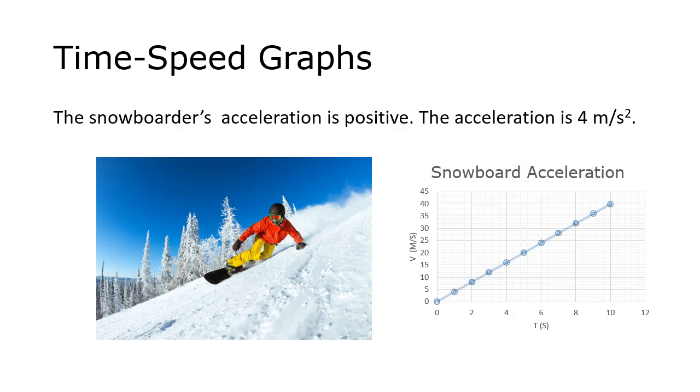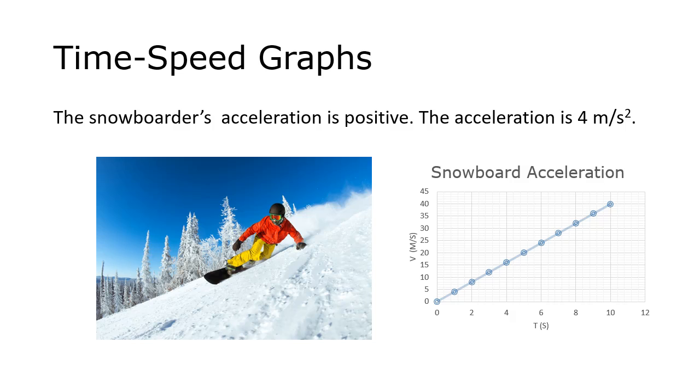You can use a graph to calculate acceleration. Graph speed on the vertical axis and time on the horizontal axis. The slope is a change in speed divided by a change in time, which is equal to the acceleration. The snowboarder's acceleration is positive. The acceleration is 4 meters per second squared.